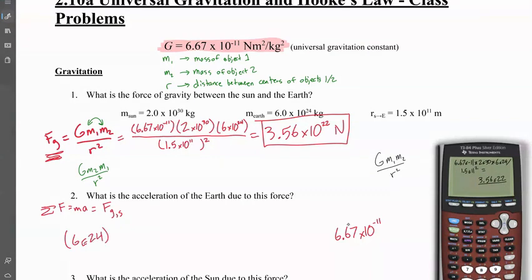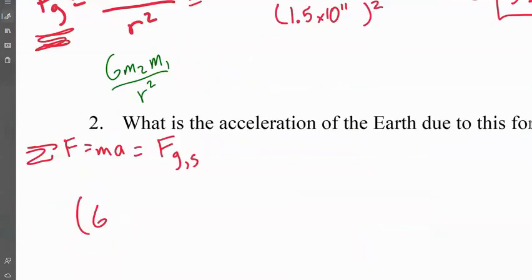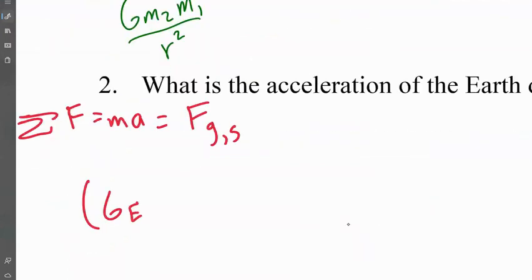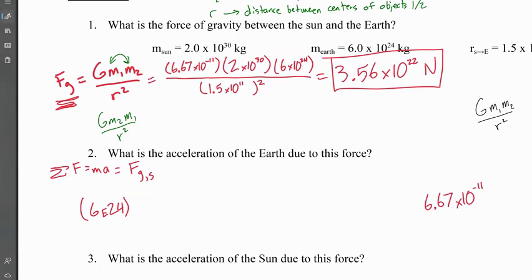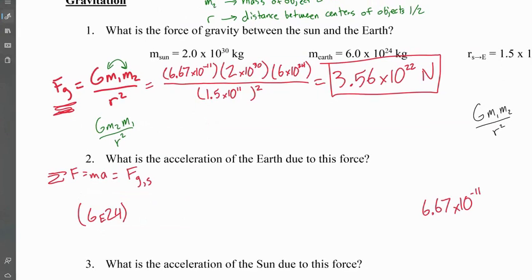That's kind of my cheater notation, and I'll write it a little neater. 6 times 10 to the 24 is the mass of the Earth. I just write it in calculator notation because it's faster to write a capital E instead of times 10 to the. So 6e24 times our acceleration, which is what we're looking for. And then we know the force of gravity from the sun to the Earth, 3.56 times 10 to the 22nd newtons.